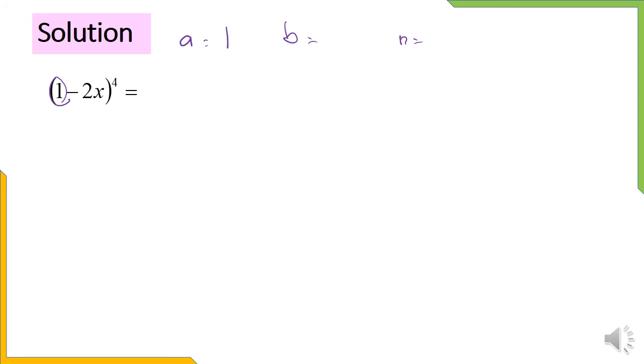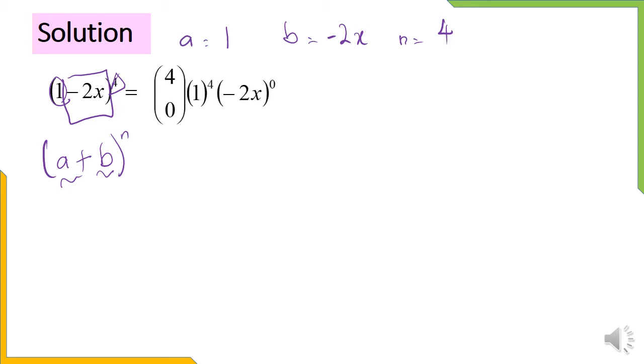How about b? Yes, we have to take the negative sign because the formula is only for a plus b. So we need to determine what our b is. Our b here is negative 2x. And how about n? Yes, we have 4 as n. So what we need to do is just substitute into the binomial expansion formula. We have 4 choose 0 for the first term with a, our 1, to the power of n, which is 4. And then b, negative 2x, to the power of 0.